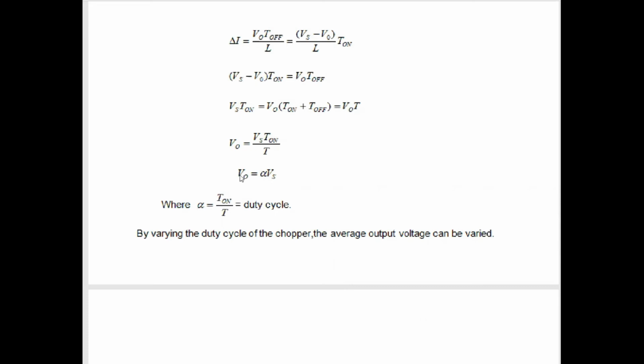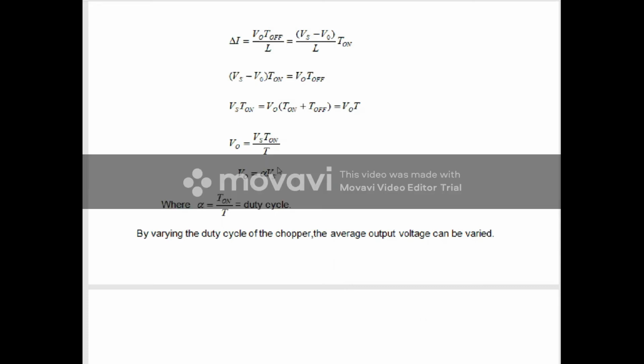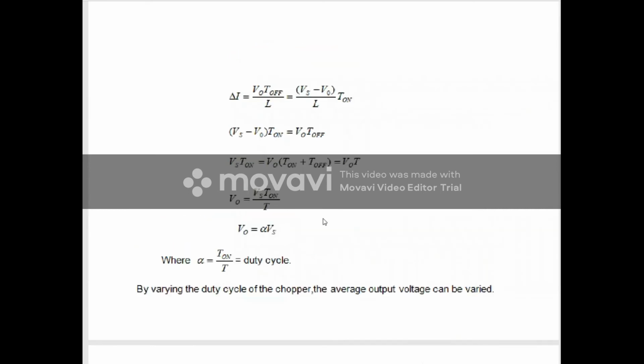Okay, the output voltage V0 is equal to some fraction of Vs, which means the output will be reduced compared to the input we apply. So we have to prove this analytically. It is a simple expression only.